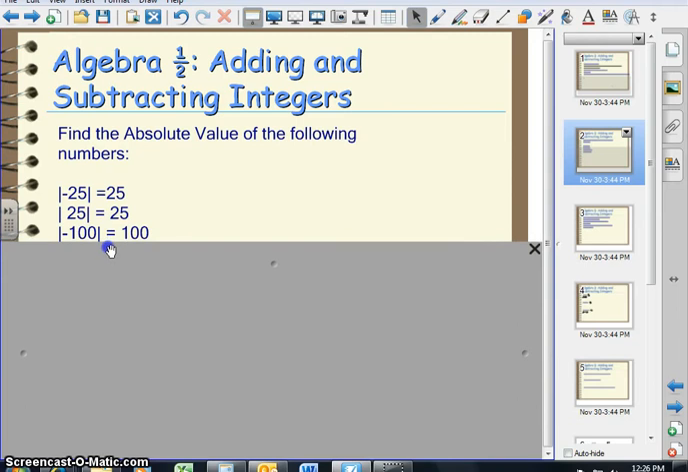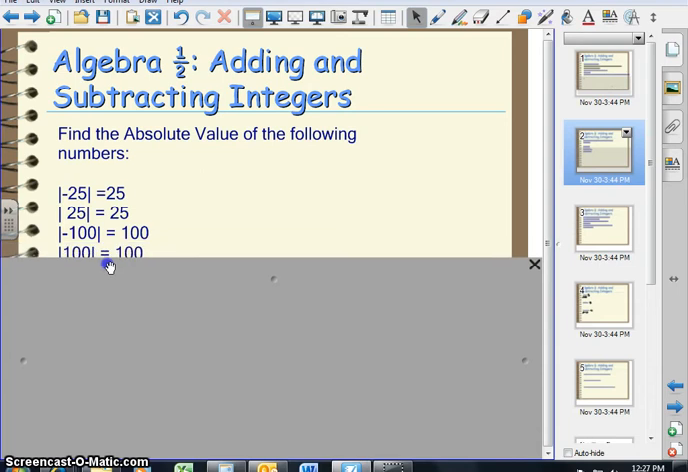The absolute value of a negative 100 is positive 100. Again, its units away from 0 is 100. And finally, the absolute value of positive 100 is positive 100 because again it's 100 units away from 0. So let's look at some example problems for MyExcel, and then we'll see what rules we'll have to follow to solve these problems with integers.